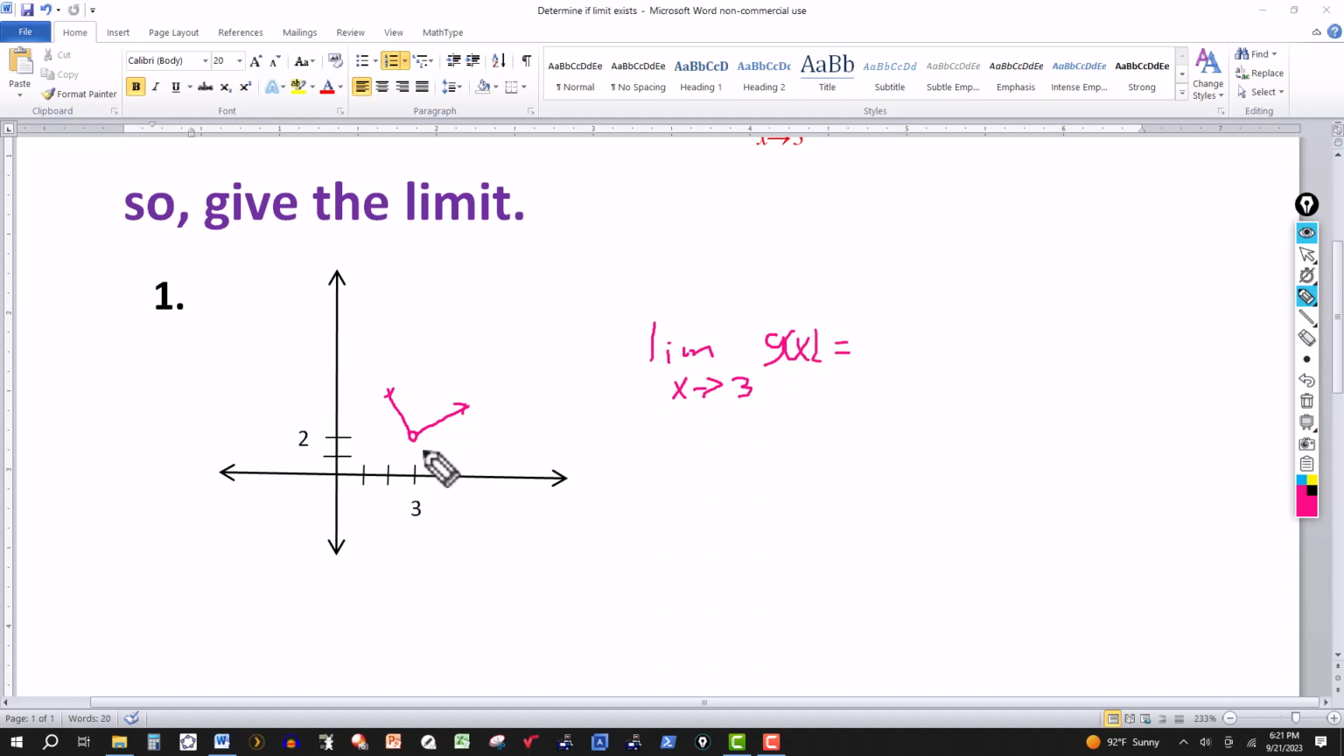So from the right-hand side, I go up 3, or 2, I'm sorry. And from the left hand, I go up 2. So the limit from both sides is the same, 2. So the limit does exist, and it equals 2. Limit of g of x as x approaches 3 is 2.